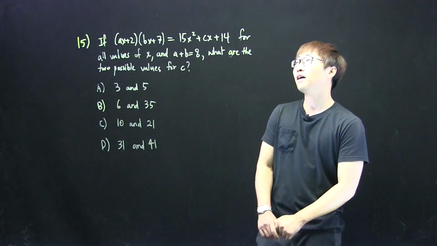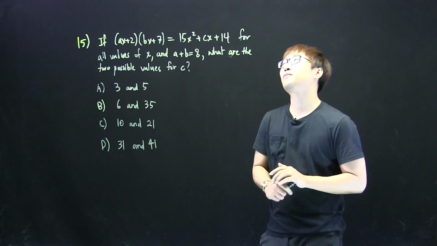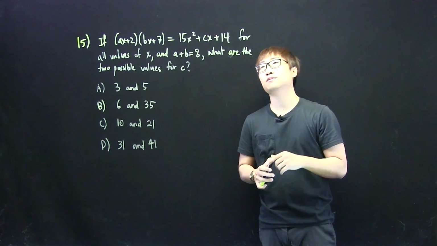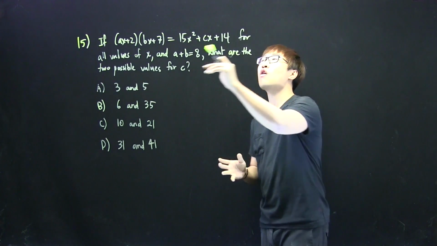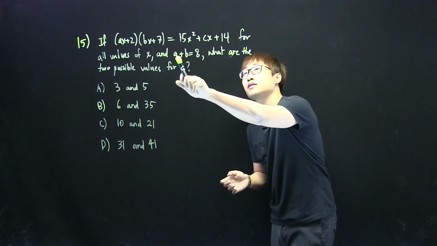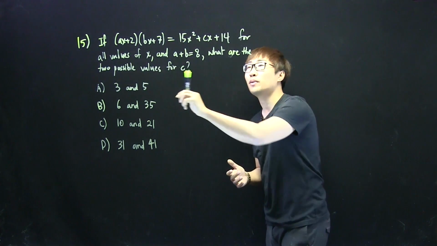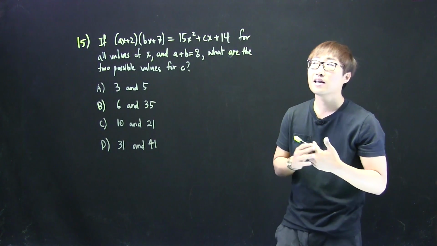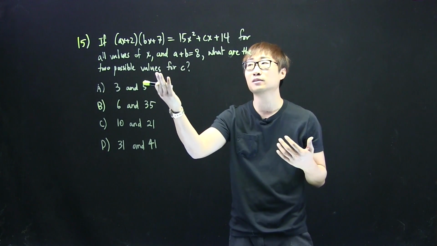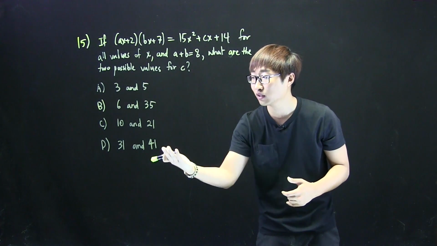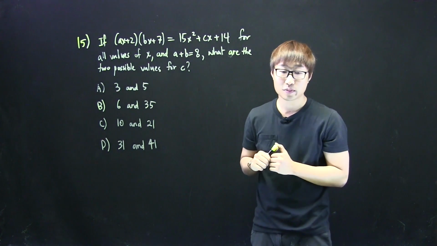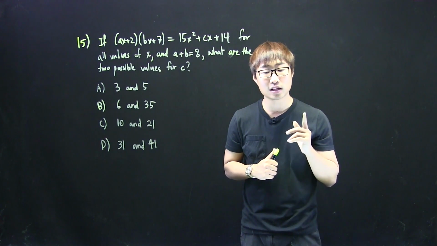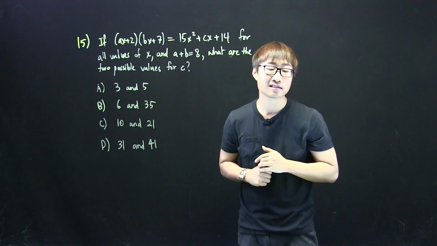Number 15, if ax plus 2 times bx plus 7 is equal to 15x squared plus cx plus 14 for all values of x, and a plus b is 8, what are the two possible values for c? Once again, the way I've been doing the questions, they say, what are the two possible values for c? And I'm looking at all these numbers that are different apparently, which means if I find one possible value for c, I'm just going to use that and circle my answer choice, right?